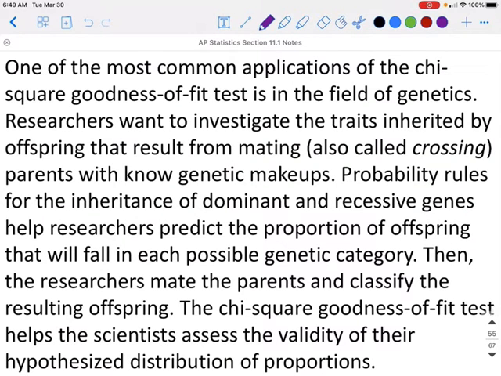One of the most common applications of the chi-square goodness of fit test is the field of genetics. Researchers want to investigate the traits inherited by offspring that result from mating, also called crossing, parents with known genetic makeups. Probability rules from the inheritance of dominant and recessive genes help researchers predict the proportion of offspring that will fall in each possible genetic category. Then, the researchers mate the parents and classify the resulting offspring. The chi-square goodness of fit test helps the scientists assess the validity of their hypothesized distributions of proportions.